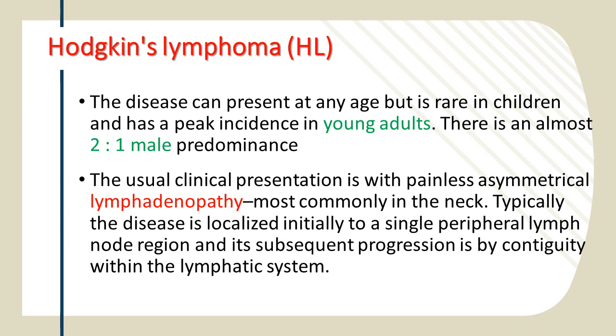It is said that the disease can present at any age, but is rare in children and has a peak incidence in young adults. There is an almost 2 to 1 male predominance. The usual clinical presentation is with painless asymmetrical lymphadenopathy, most commonly in the neck. Typically, the disease is localized initially to a single peripheral lymph node region, and its subsequent progression is by contiguity within the lymphatic system.